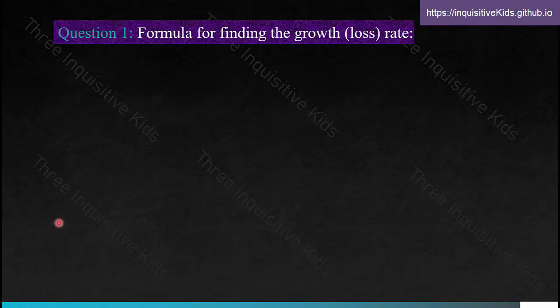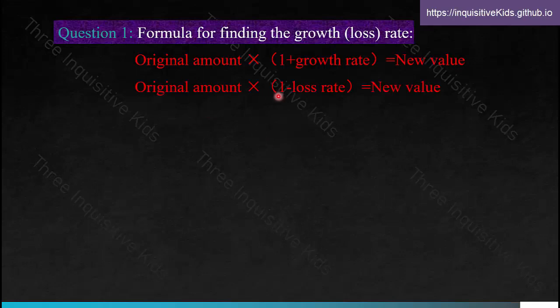So, question number 1. What are the formulas for finding growth rates or loss rates? Right, so loss rates would really just be a negative growth rate. The original amount times 1 plus that growth rate would be the new value. Original amount times 1 minus the loss rate is equal to the new value. Remember to not forget this one right here, because you still have what you have at the beginning, and you're adding or subtracting from that whole.